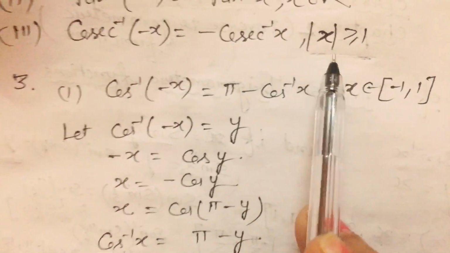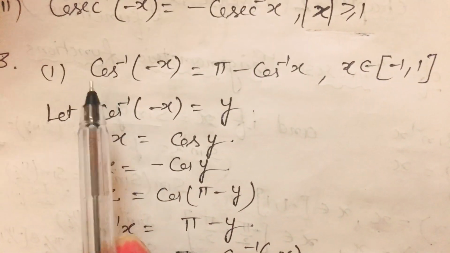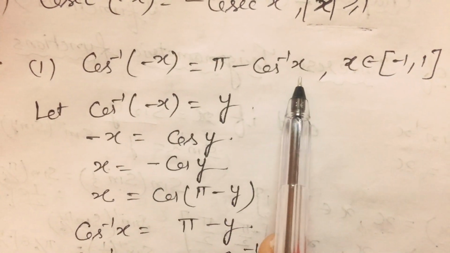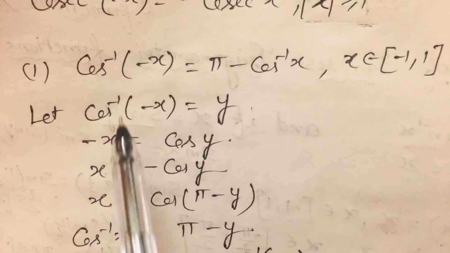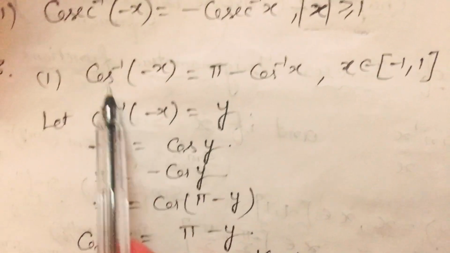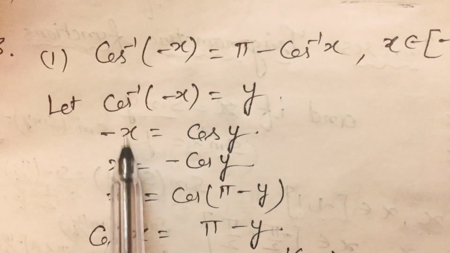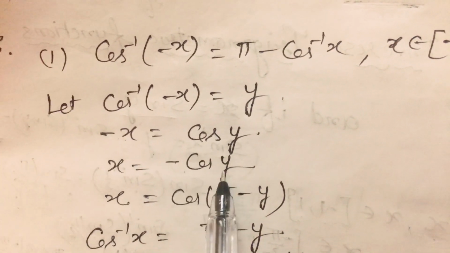Minus cosecant inverse x. Okay, now look at the third property. First part, cos inverse minus x is pi minus cos inverse x, and its domain is minus 1 to 1. Let cos inverse minus x be y. So minus x is equal to cos y, and x will be minus cos y.